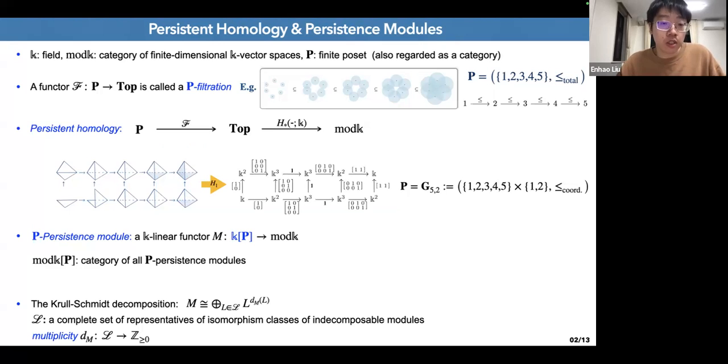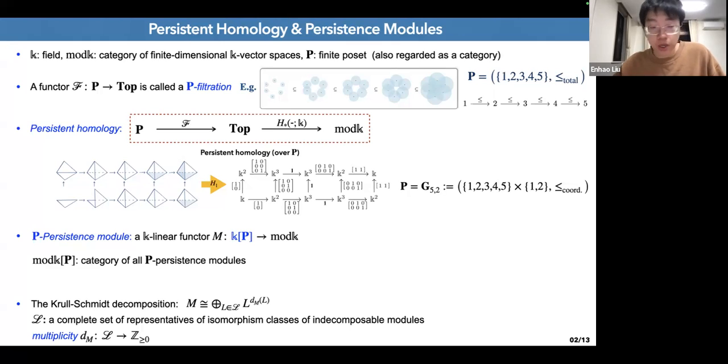Then we get some vector spaces on the vertices and linear maps on the arrows. This is called a representation of this directed Hasse diagram, or of this poset. Okay, so this composition is again the persistent homology over P.